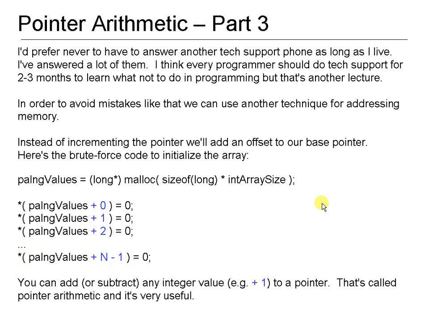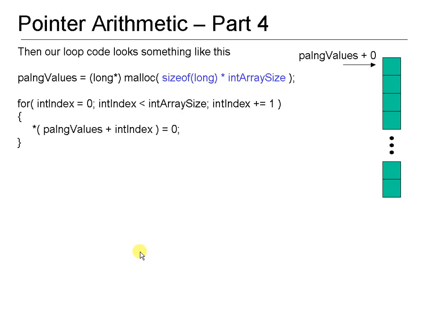Now you can add or subtract any integer value, for example, plus 1 to a pointer. Now the technical term for that is called pointer arithmetic, and it is very useful. Using pointer arithmetic, our code looks something like this. Now notice we have our initial pointer pointing to the beginning element, or the first element in our block of memory that we allocated using the malloc function. And I start off saying it's plus 0. So 123 Elm Street plus 0 is still 123 Elm Street.